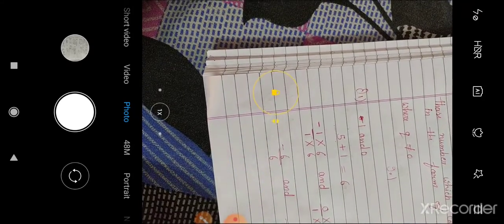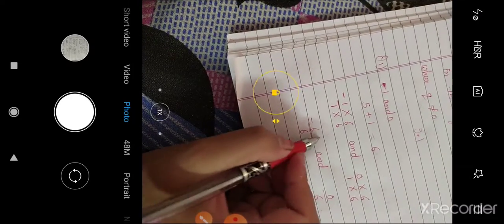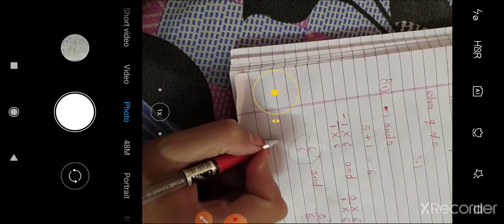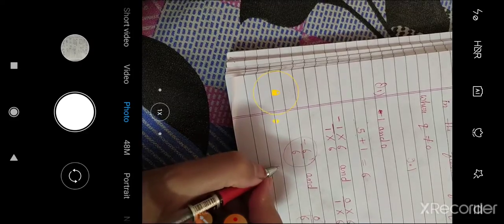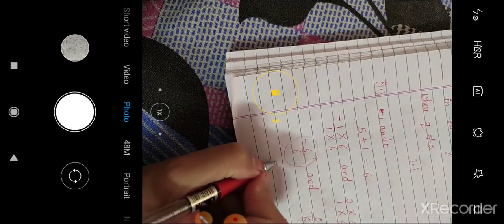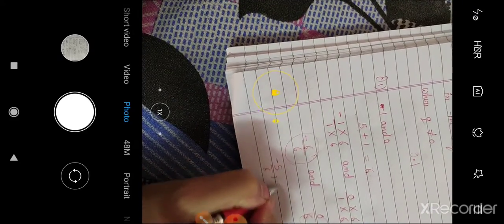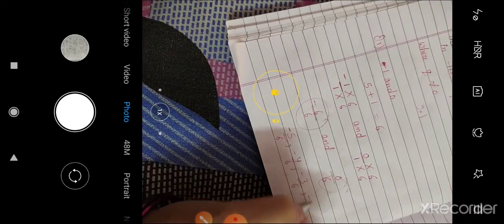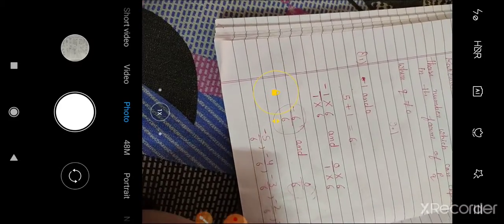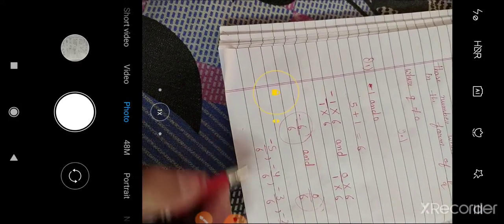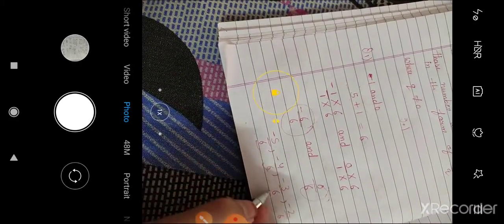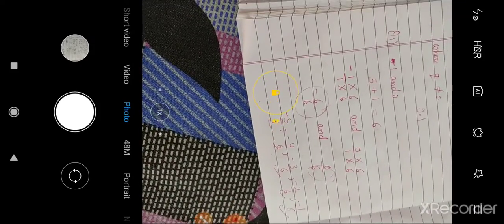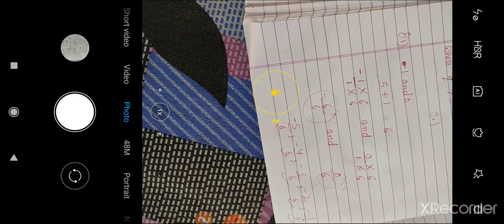In the next step, we can write rational numbers between minus 6 upon 6 and 0 upon 6. So the rational numbers between minus 6 upon 6 and 0 upon 6 are minus 5 upon 6, minus 4 upon 6, minus 3 upon 6, minus 2 upon 6, minus 1 upon 6. And they are 5 in number: 1, 2, 3, 4 and 5. In this way you can solve the second part of this question.